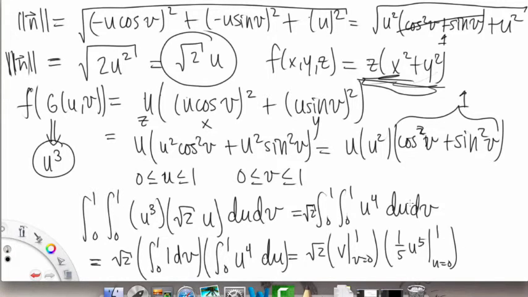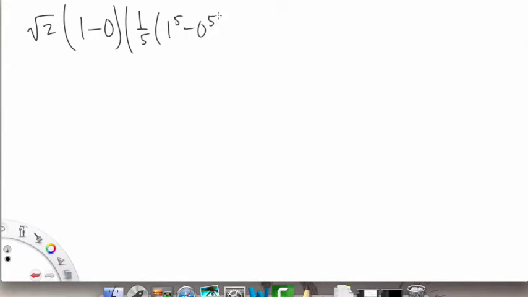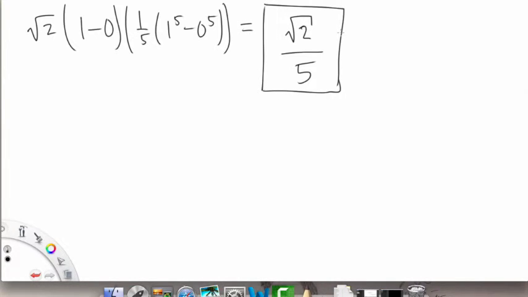I'll let you see it very spaciously. Okay, so then what do we get? Square root of 2, and then 1 minus 0, and then a 1/5 times 1 to the fifth minus 0 to the fifth. And so this is a 1, and that's a 1/5, and that's a 1. So our final answer, and I know I'm taking up the entire slide for this, is going to be square root of 2 over 5. Okay, so that is the surface integral with the given scalar function and the given bounds and the given parametrization.